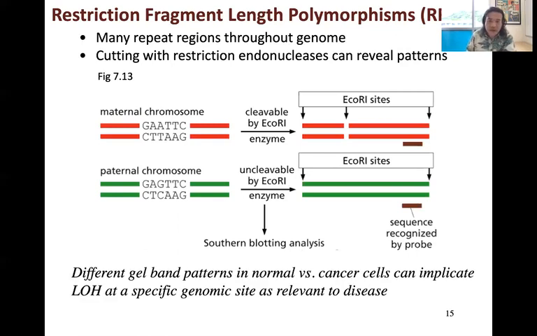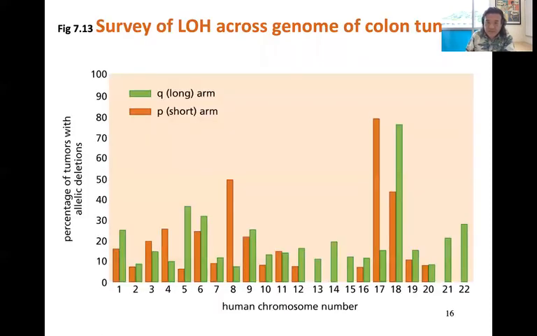Okay. So different gel patterns in normal versus cancer cells can implicate that loss of heterozygosity has happened at a particular genomic site in tumor cells compared to the normal cells that originally gave rise to them. So loss of heterozygosity is a very useful tool for trying to identify different regions on different chromosomes in our genome that are associated with different types of disease.